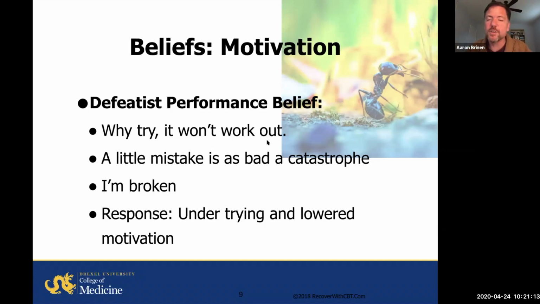And so think about if you have a queue on your electronic medical records of notes to do. Imagine telling yourself right now, why try? I'm never going to get through them anyway. Does your motivation go up or down to do those notes? Right, it goes down. You feel like, oh, why try? I'm never going to get through them anyway. And so as a result, you're less likely to engage in doing it. And so then you're unsuccessful.